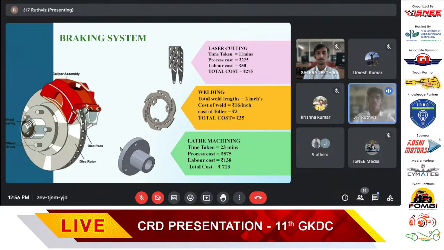The total cost should be 713 rupees, in which the process cost is 575 and the labor cost charges are around 138 rupees. Coming to the disc and the pedal, they are both laser cuttings. Combined, this took us 11 minutes, and the total process cost is 225 rupees. The labor cost is just 50 rupees. Total cost should be 275 rupees.